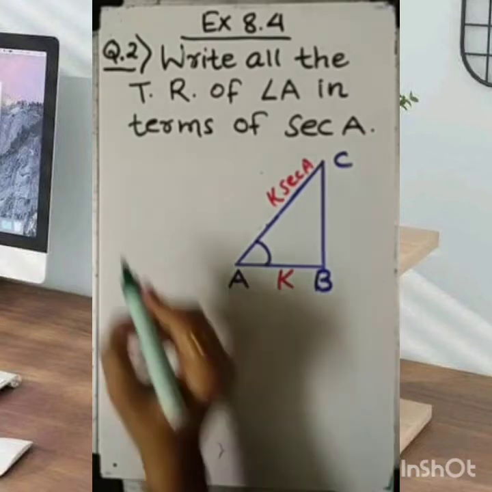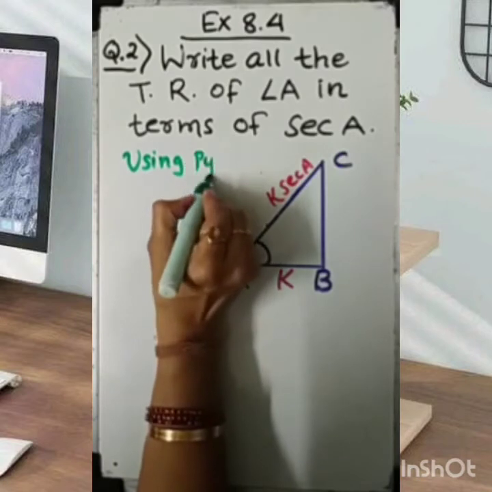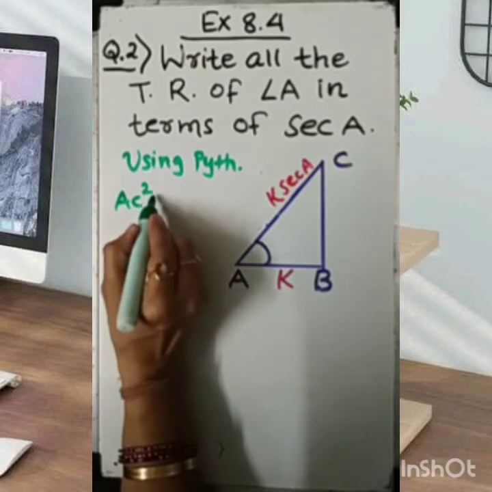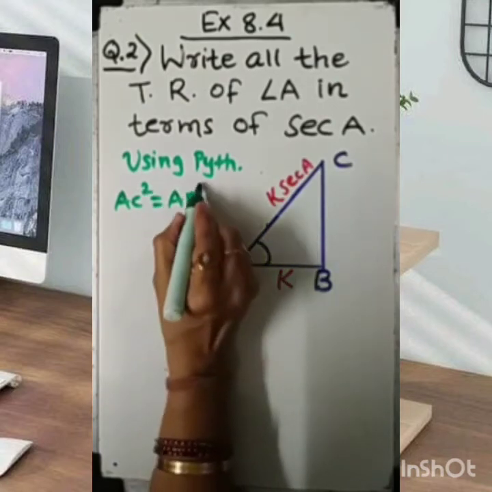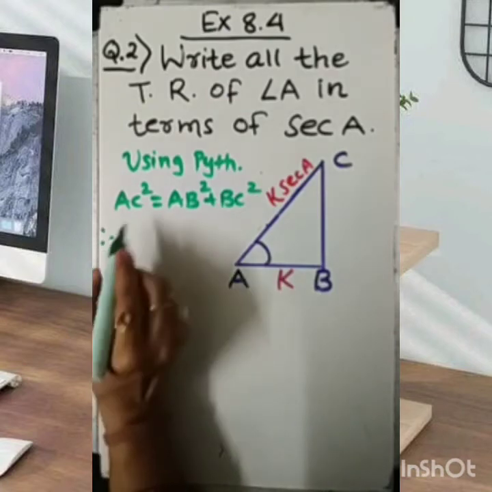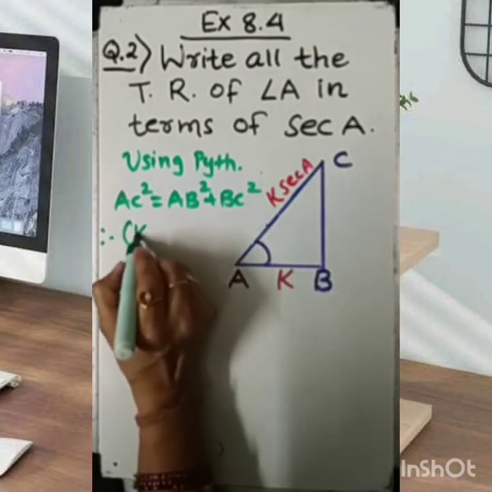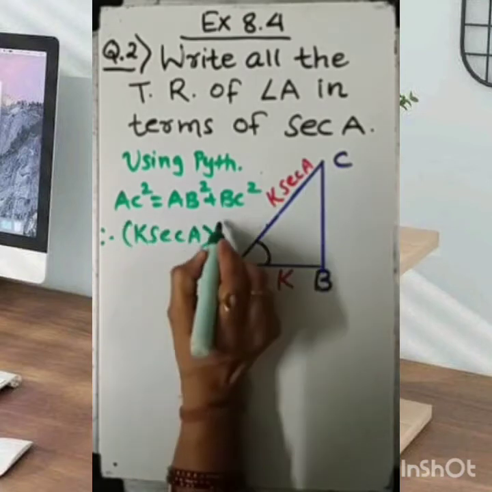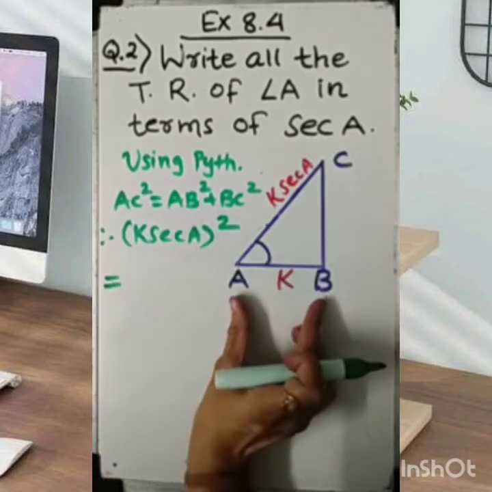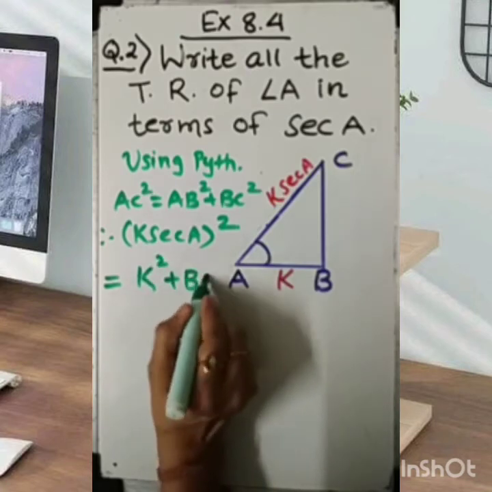So here we are applying the Pythagoras theorem, very simple, very easy. According to that, we know AC square equal to AB square plus BC square. Carefully we note down all the required results. AC is already with us, that is K sec A, so let me mention K sec A whole square. This is AC square equal to AB square, that is K square, but BC square we do not know.